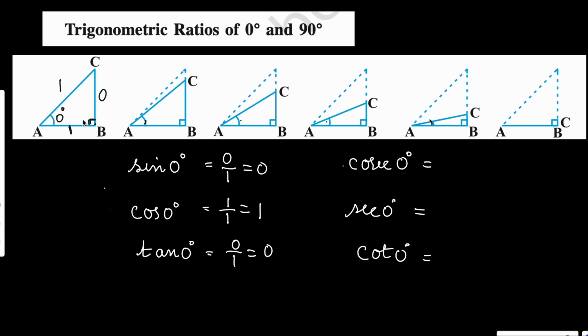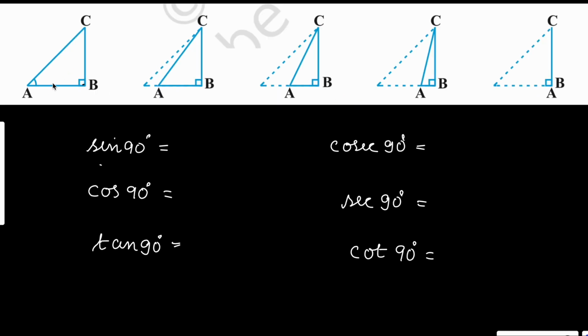Now cosecant 0 is the reciprocal of sine 0, that is 1 by 0. We can't divide any number by 0, so it is not defined. Secant 0 is the reciprocal of cos 0, that is 1 by 1 again, so it is 1. And cot 0 is the reciprocal of tan 0, that is 1 by 0, which is not defined. Now we are going to see the trigonometric ratios of 90 degree.